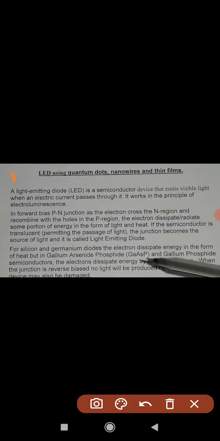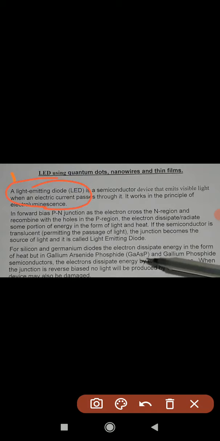In that, first we have quantum dots, nanowires, and thin films, which are used in LEDs and solar cells. So LEDs use quantum dots, nanowires, and thin films. We will explain this concept here. What is an LED? First of all, light emitting diode.